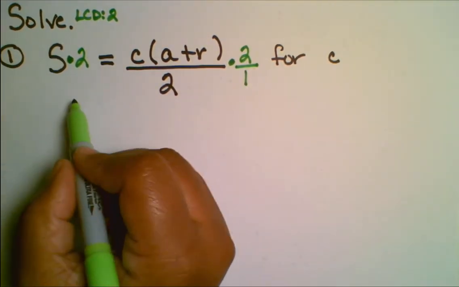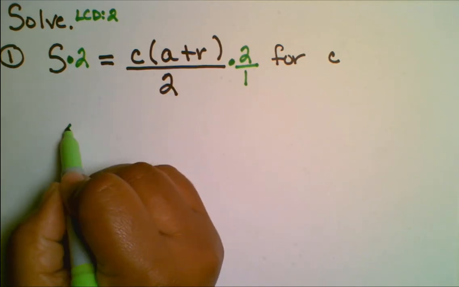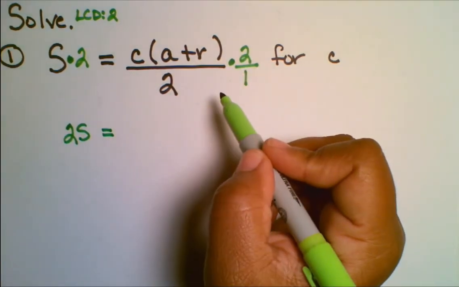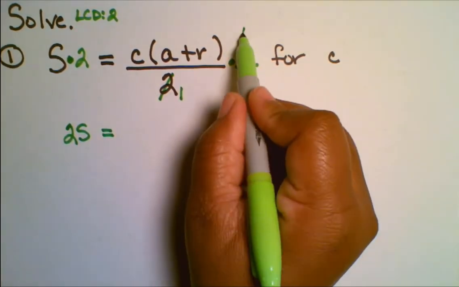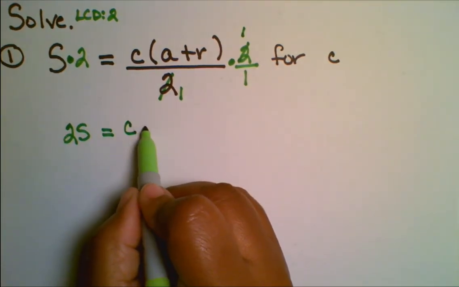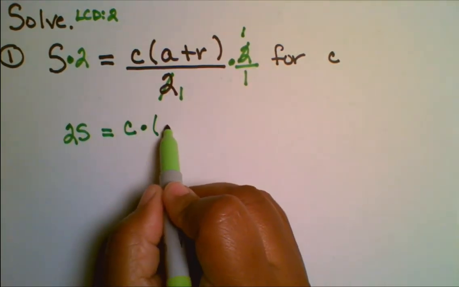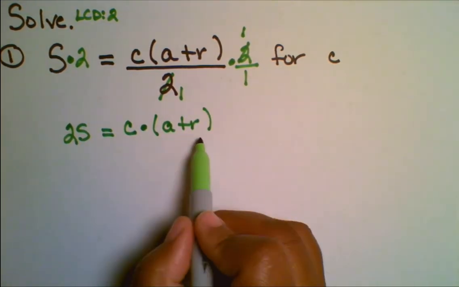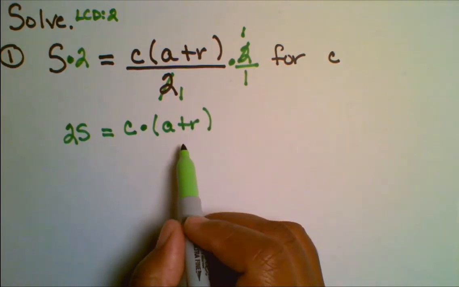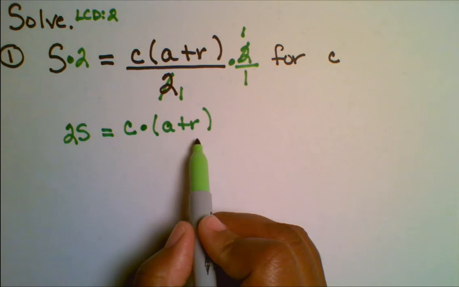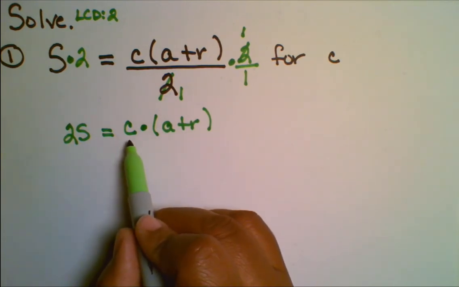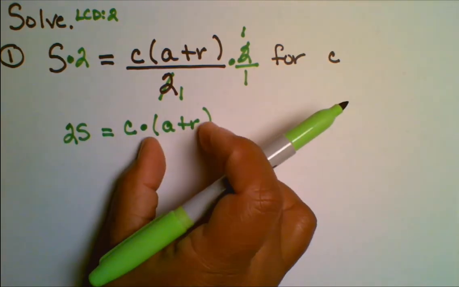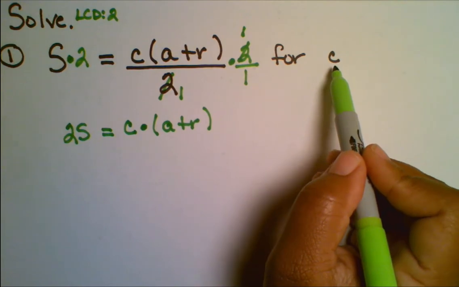So on the left-hand side, we have S times 2. That gives us 2S is equal to the right-hand side. The 2's are going to divide out, and we have C times this quantity of A plus R, the A plus R that's in the parentheses. Now, look at the right-hand side. C is a factor. A plus R is a factor. That's counted as 1. Our goal is to solve for C.